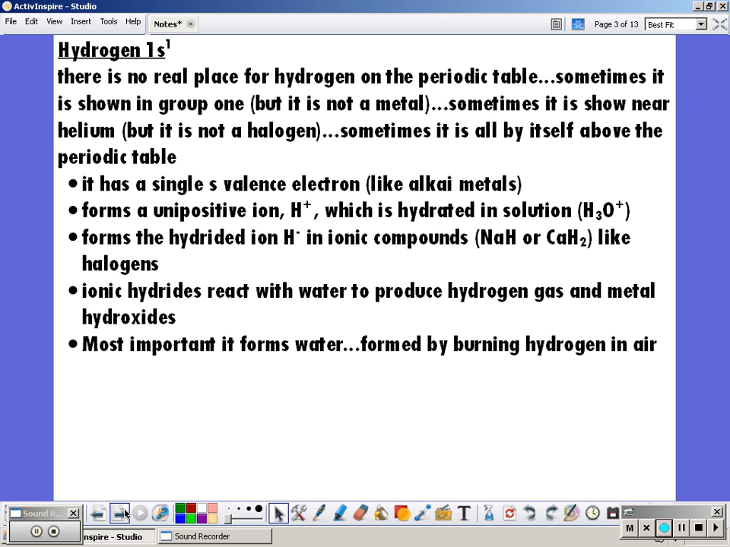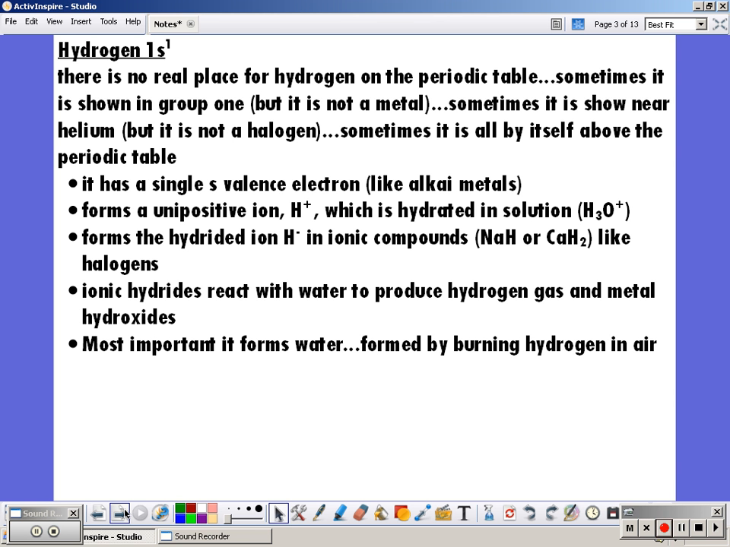So hydrogen, which is 1s1, is special because there's really no place for hydrogen to fit on the periodic table. Some periodic tables show it in group 1, but it's not really a metal, so it shouldn't be there. Sometimes it's shown near helium, like in group 17, but it's not a halogen, so it really doesn't belong there. So sometimes it's actually shown up above the periodic table, separate, all by itself, kind of free floating.